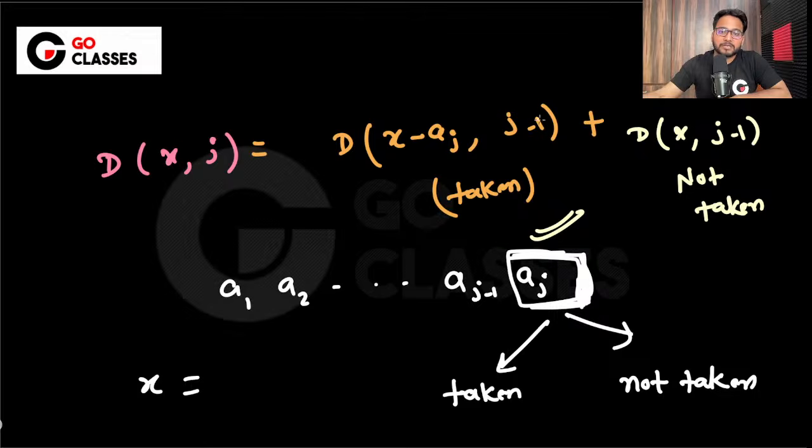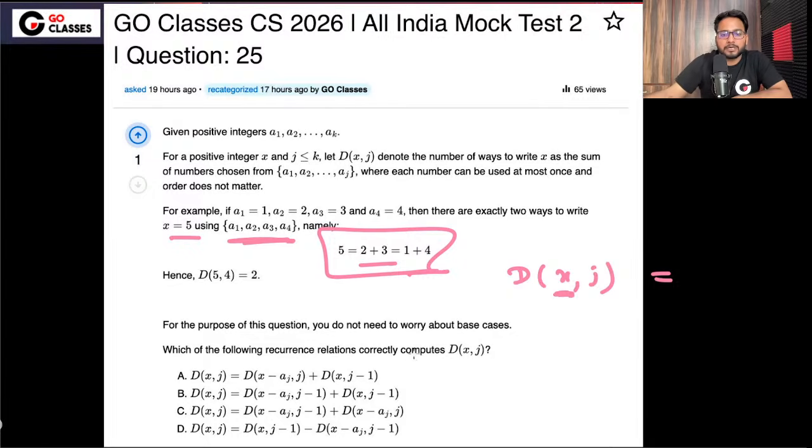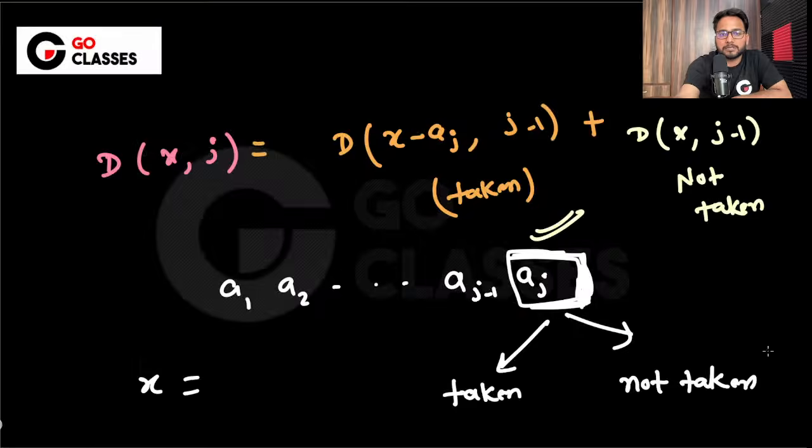The j minus 1 will be there in both cases, but if you're taking it, then x minus aj will also be there. So what is the answer? Yeah, I think B is the correct answer, right? j minus 1 will be there, and if you're taking it, then x minus aj. B is the correct answer.